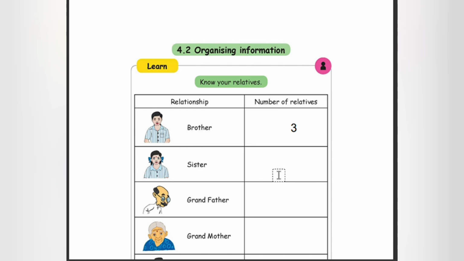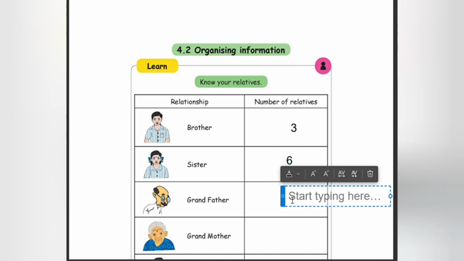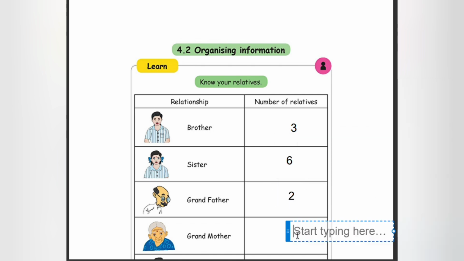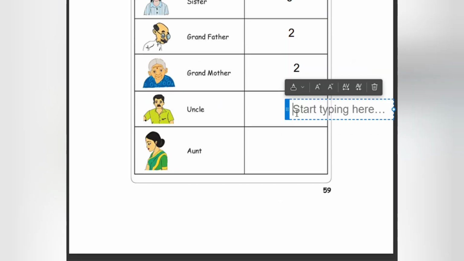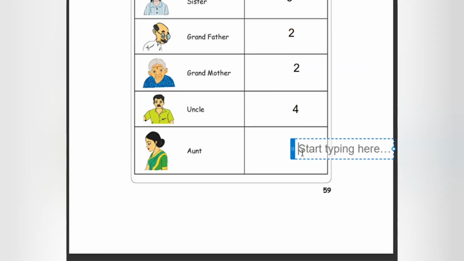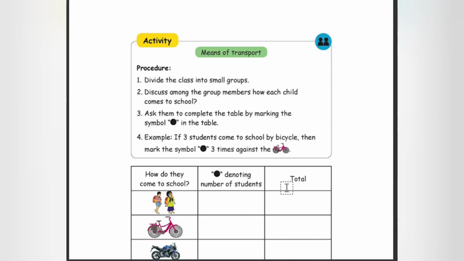How many sisters are there? That you can write. Sister, alright, here are 6. Grandfather, 2. Grandmother, 2. Then uncle, how many uncles are there? 4. Aunties, also 4. Okay, like this you can fill these columns.